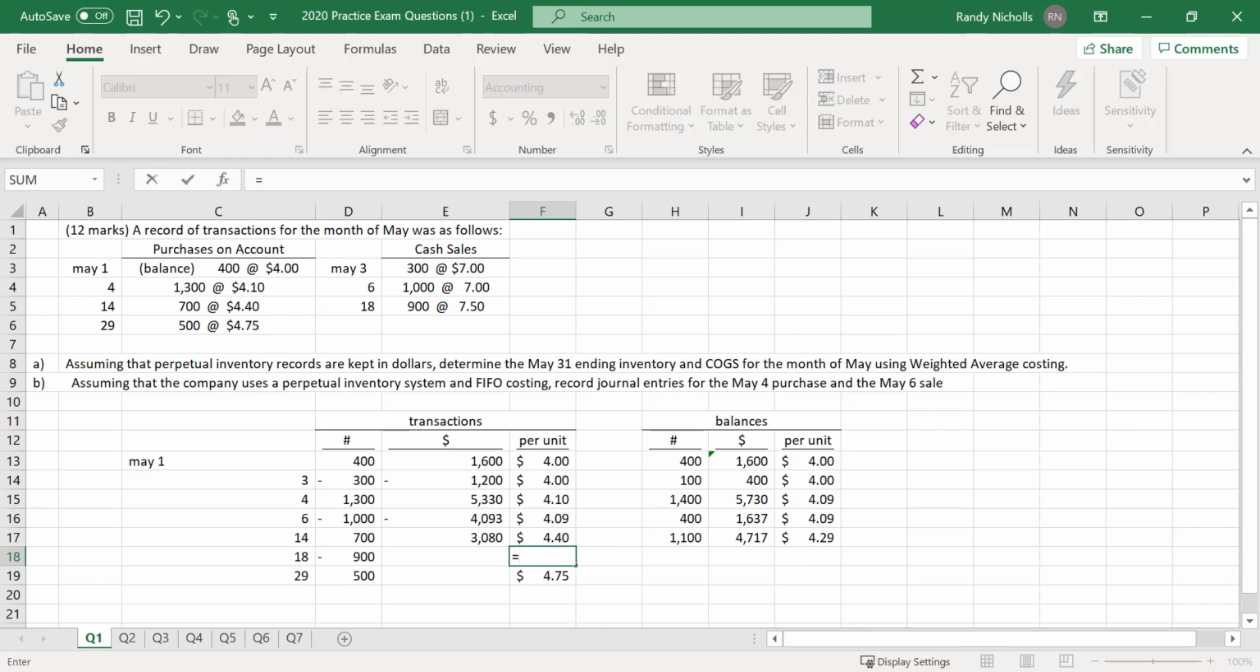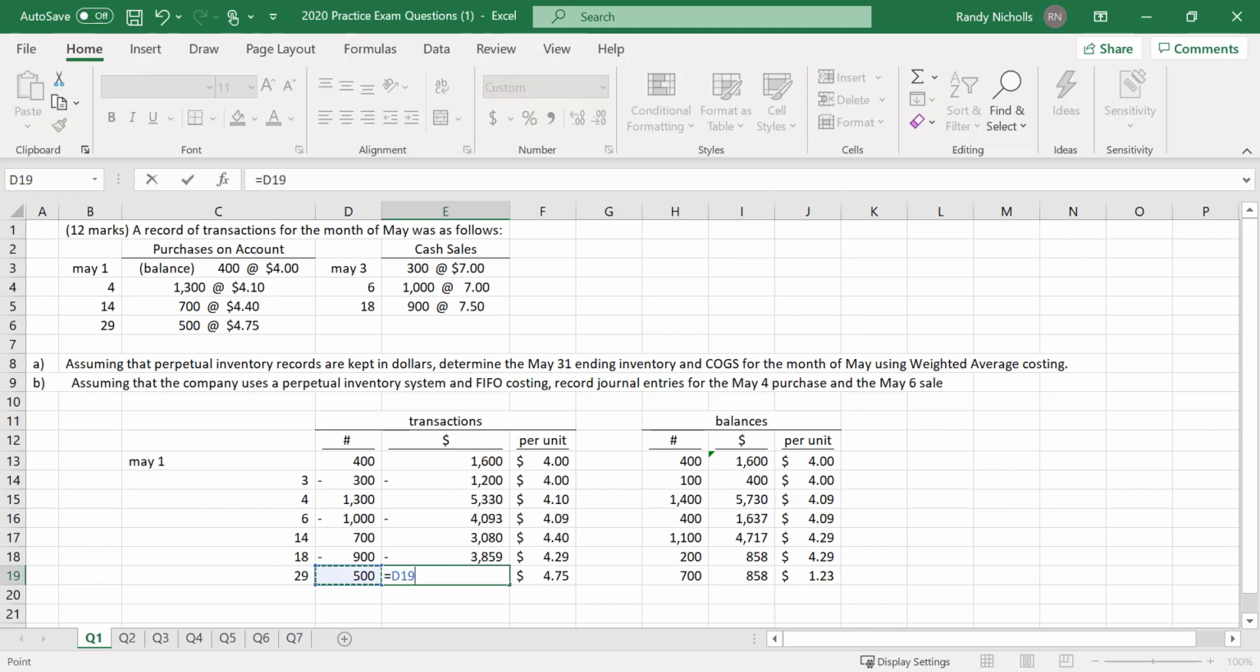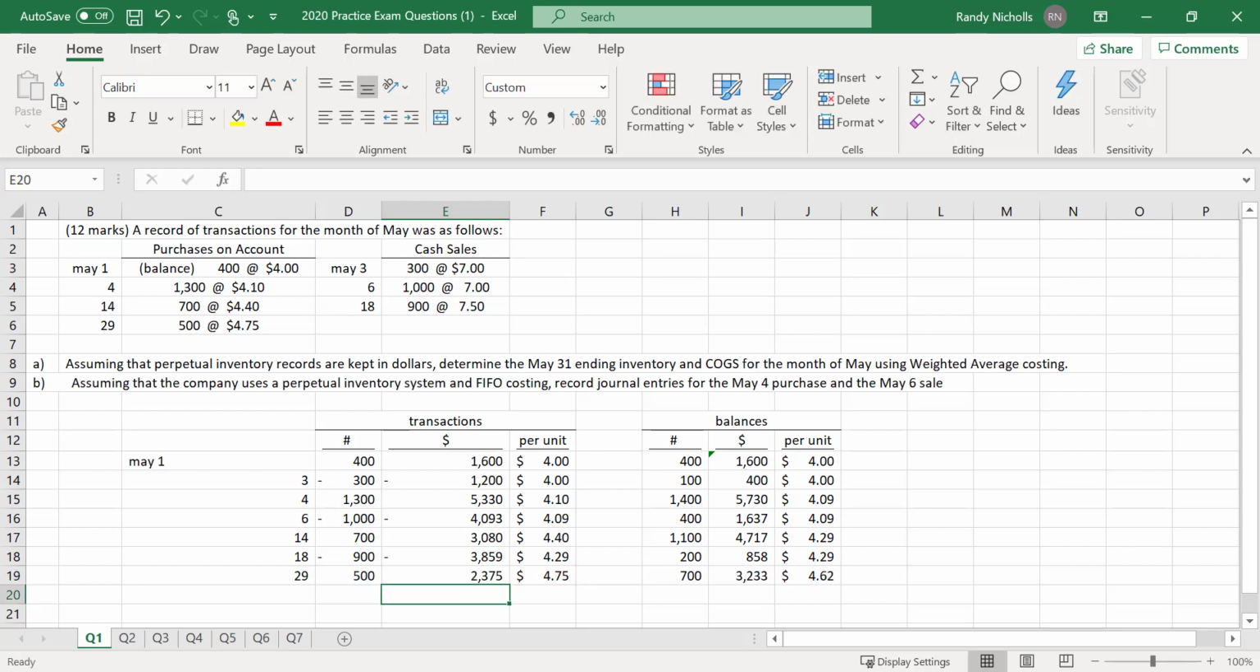Sold 900 at average cost of now 4.29. And update this as well. I think I can just copy these. You have 200 units left, $858, still at 4.29, so that looks good. I can probably copy it down to the next one too. And then I bought 500 at 4.75. And again, my average goes up because now I bought at 4.75.